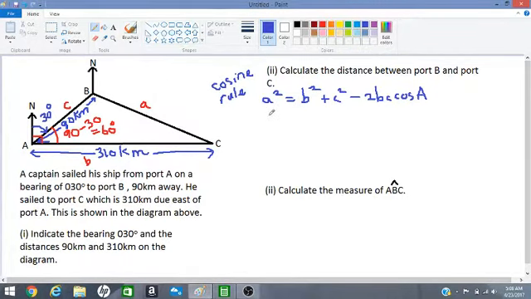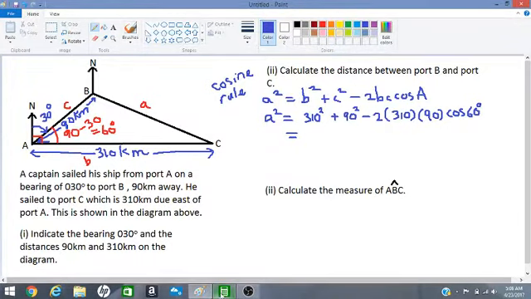Good. So we have our values of b, c, and capital A, and we can go ahead and begin to substitute. So we have a squared is equal to b squared, which is 310 squared, plus c squared, which is 90 squared, minus 2 times b, which is 310, times c, which is 90, times the cosine of capital A, which is 60 degrees. Alright, so let's go in our calculator and work out these things.